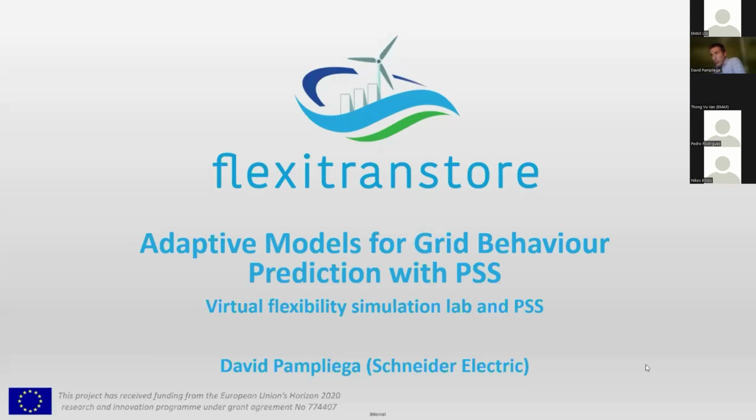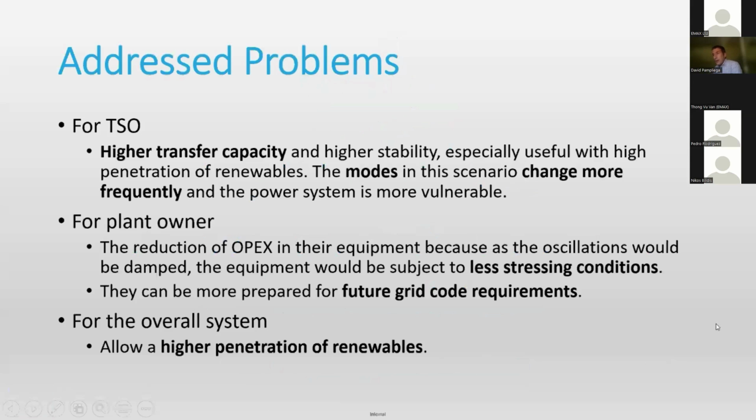Now I will introduce these activities. I'm David Pampliega from Schneider Electric, and we are coordinating one of the demonstrators of the project. It's about adaptive models for behavior prediction with power system stabilizers. We are addressing several problems in this demonstration.